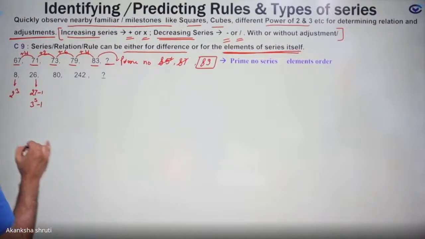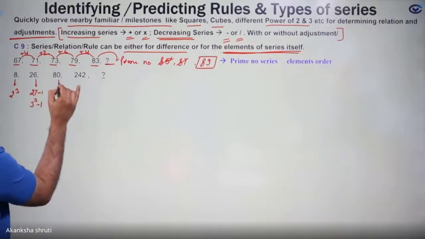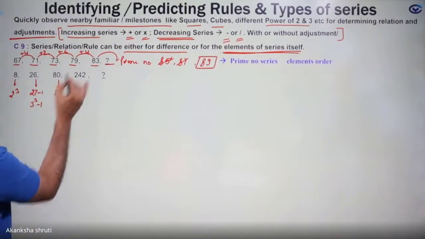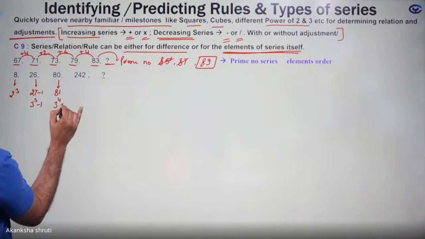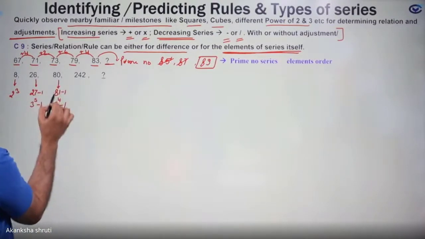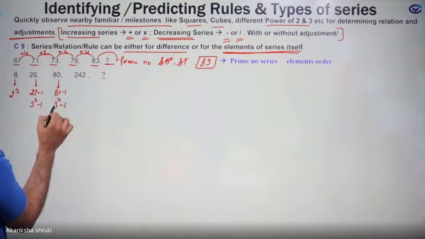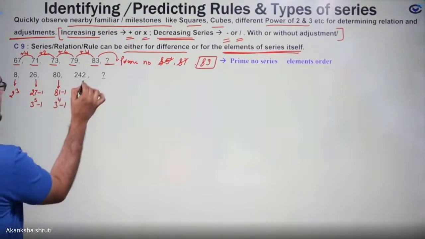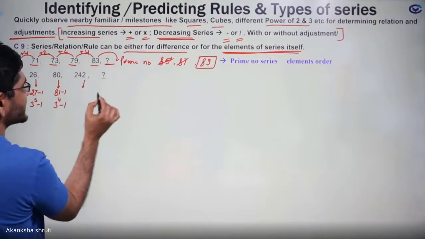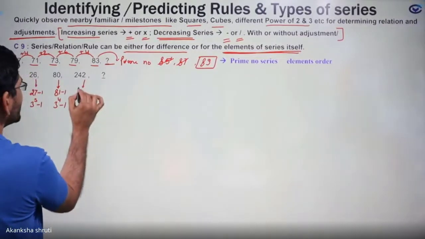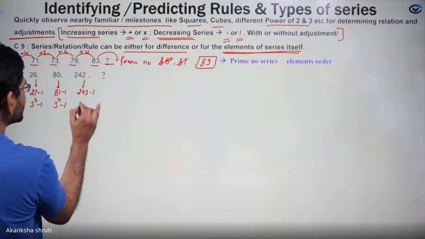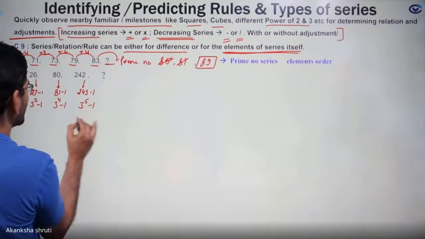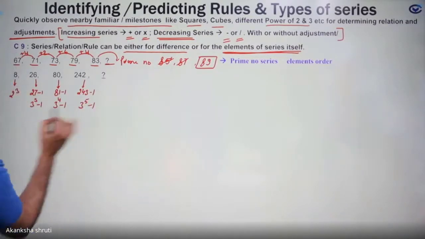Students, then coming to this 80, we know that 80 is closer to our familiar number 81, which is 3 to the power 4 minus 1. So 80 is 81 minus 1, which is 3 to the power 4 minus 1. This is also one of our familiar numbers, and last I highlighted it. It is 243 minus 1. It is 3 to the power 5 minus 1. Here we are observing these are following the pattern.